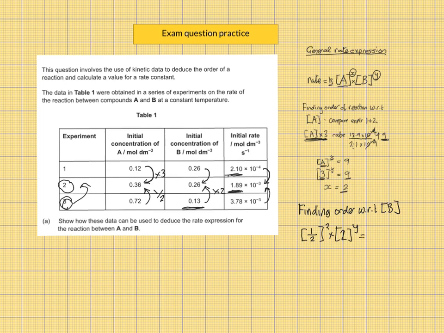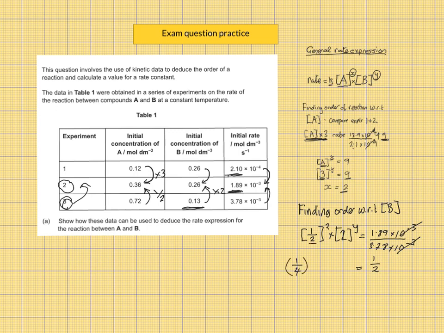Now the rate change between experiments 3 and 2 is 1.89 times 10 to the minus 3 in experiment 2, where the concentration of B has been doubled, and 3.78 times 10 to the minus 3. So to find the rate change, let's cancel out these before we dive for our calculators. And that comes out to a half. The rate has gone down by a half. We know that a half squared is a quarter.